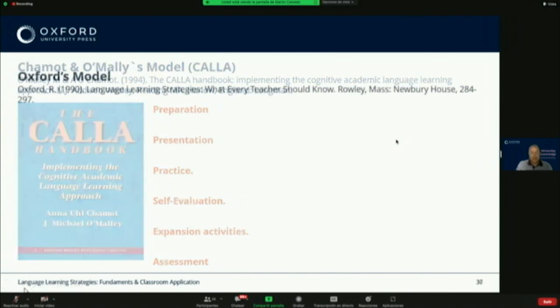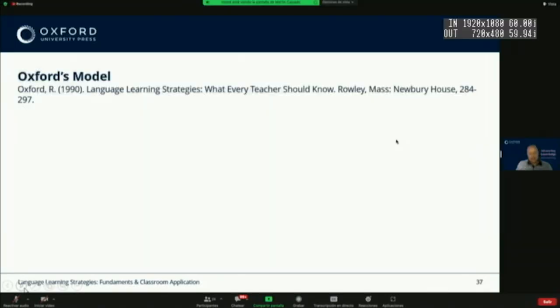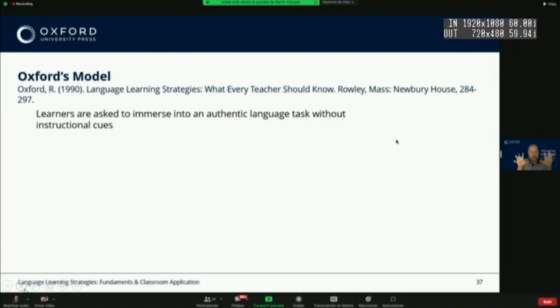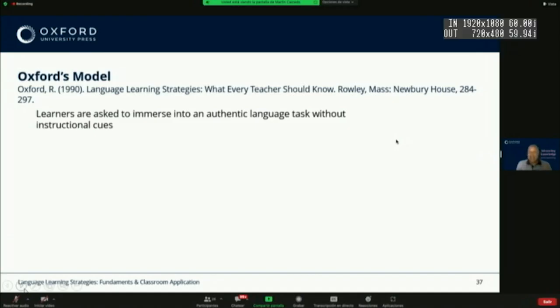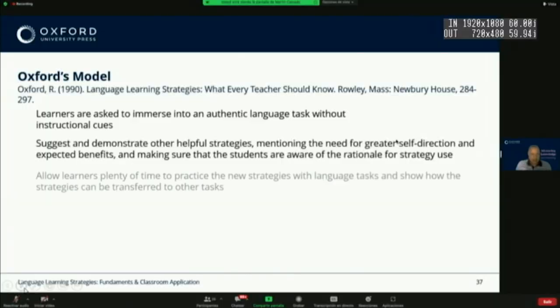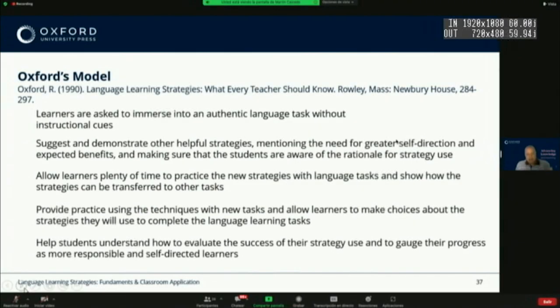And there is also Rebecca Oxford, and her model is very complete as well. It's good in that it is very complete when it comes to using as many strategies as possible. But on the other hand, it has been proven that it's a little bit hard to take into a classroom. It does not mean that we cannot adapt it, but these are the main steps, the main components for whoever wants to apply or implement the Oxford model.